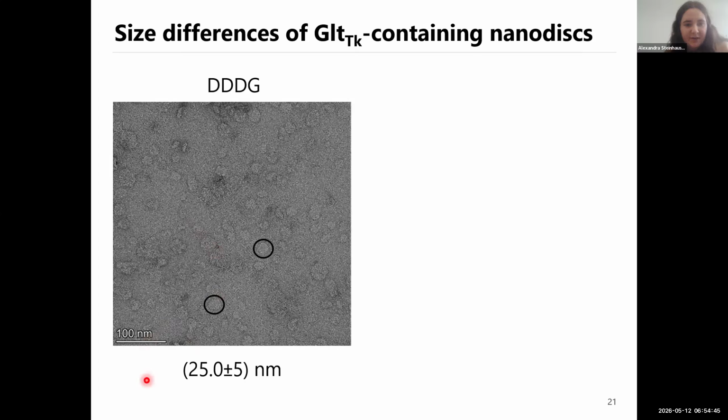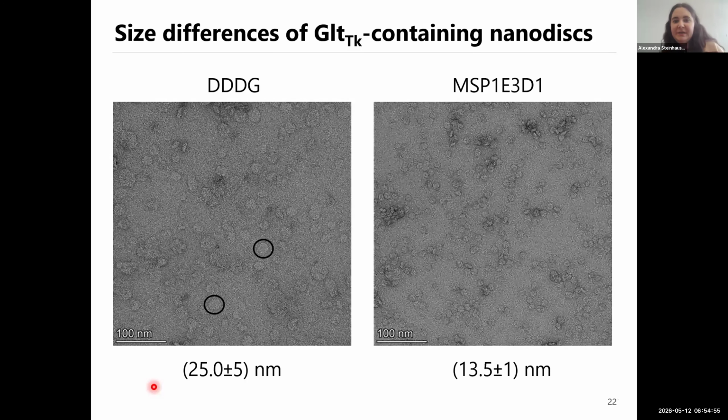Also, the background here is not noise. It's because DDDG requires a critical micelle concentration. And this is why it looks a bit more noisy compared to GLTTK in MSP1E3D1, where we have a more homogeneous size and also smaller nanodiscs. But this is, of course, restricted by the belt, because this MSP belt should have a size of 30 nanometer-ish, and this is what we saw.